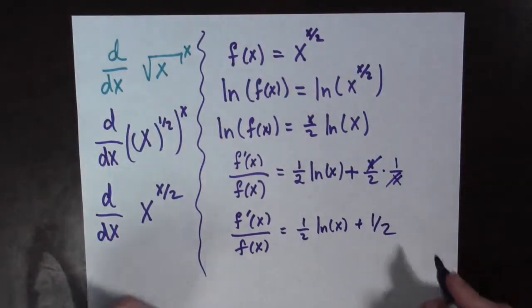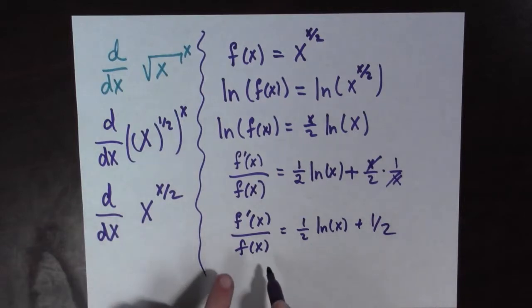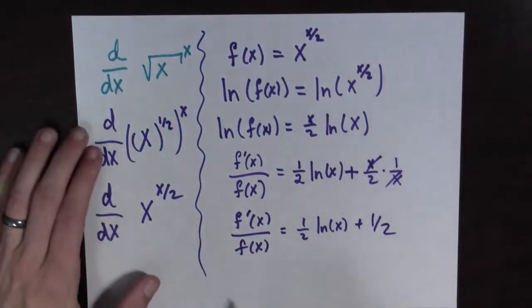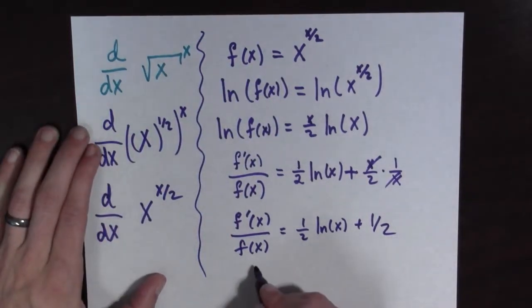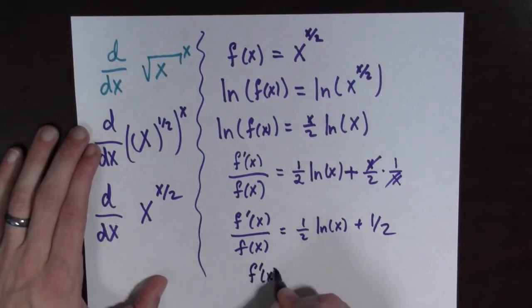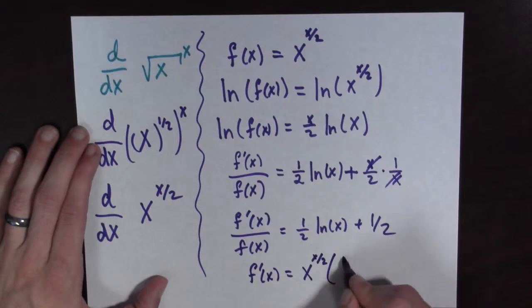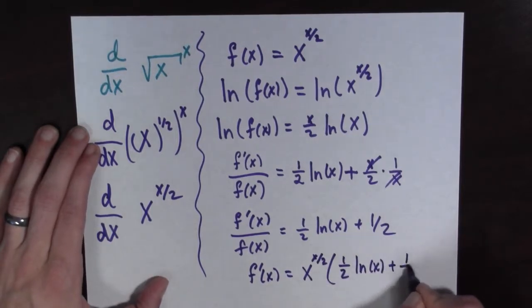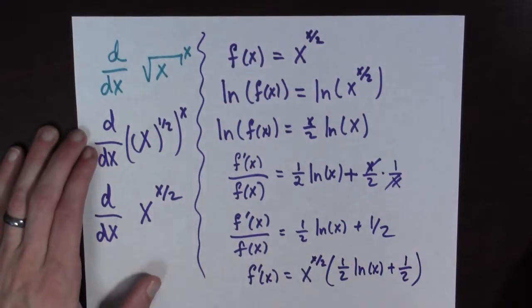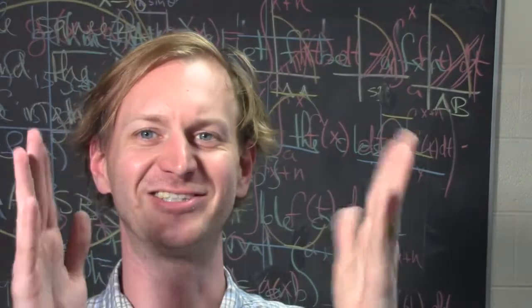And now I can multiply both sides by f of x, and f of x is equal to x to the x over 2 power. So f prime of x is equal to x to the x over 2 power times 1/2 natural log of x plus 1/2. Second example, done.